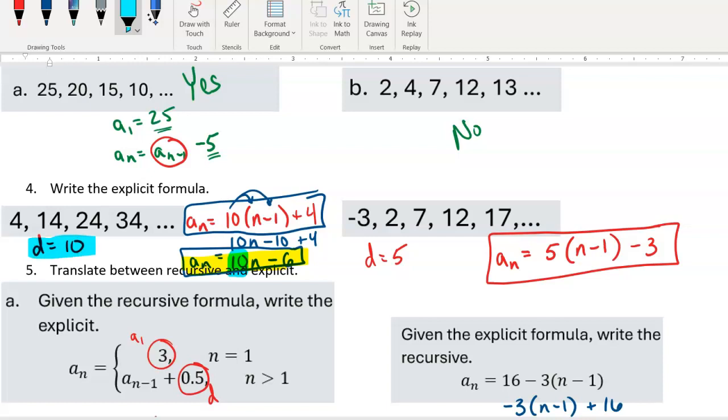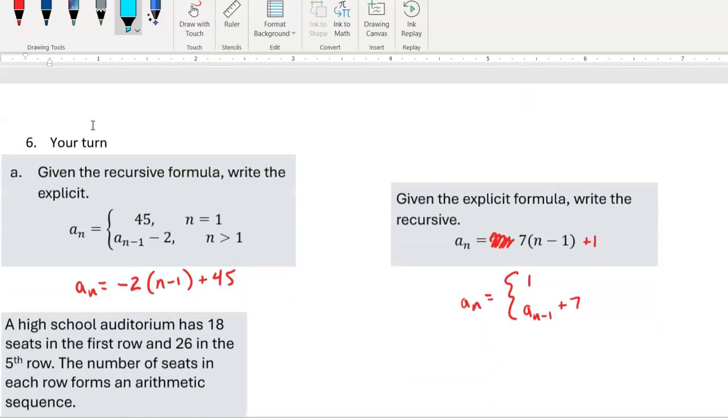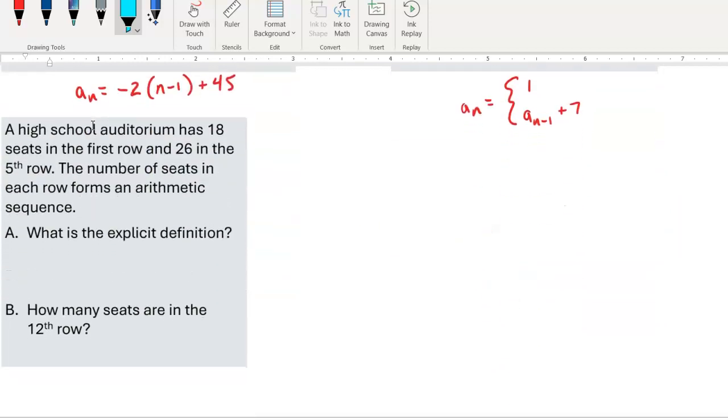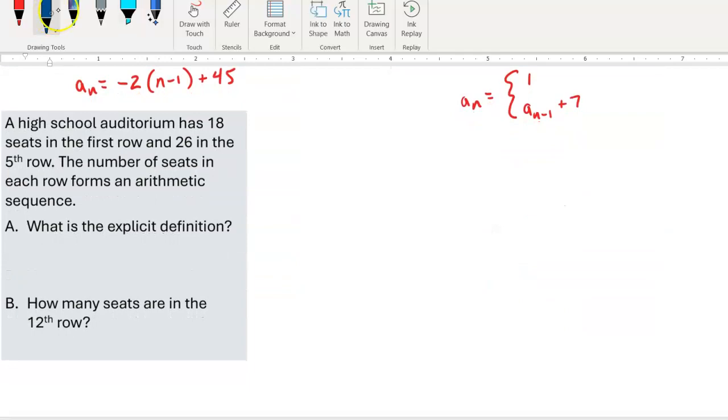So all of these arithmetic sequences, if you were to graph them, would be linear, and the slope would be identified by the common difference. So what am I getting at? We don't know the common difference here. But if I recognize that what they gave us, the fact that in the first row there's 18 seats and in the fifth row there's 26 seats, we can use those as coordinates and find the slope.